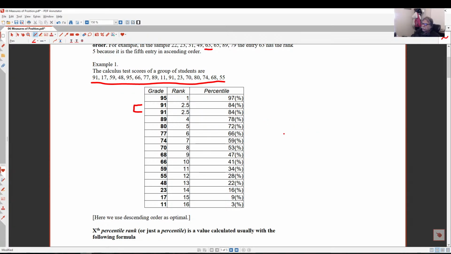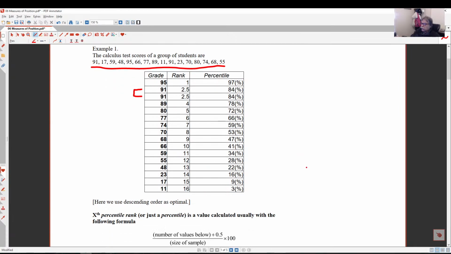This is the same in case you have 3 of them, you average 3 positions. If there is another 91 here, there will be position 3 for all 3 of them, and then there would be nobody on the rank 2 and nobody on the rank 4, and the rest of them just continues the way it is. Right, so this is the convention we use for ranking.